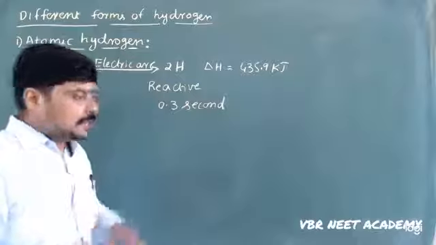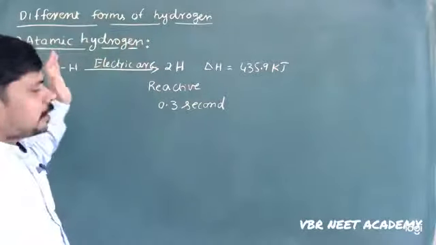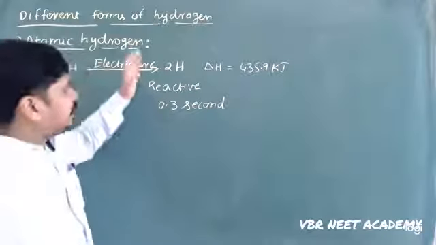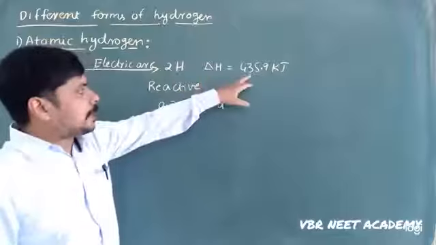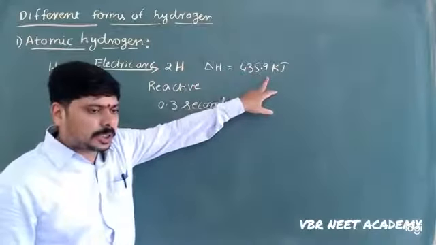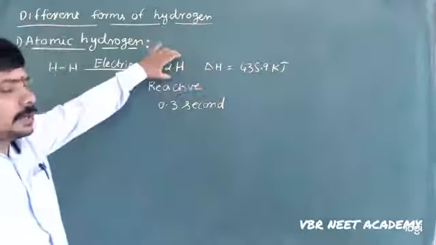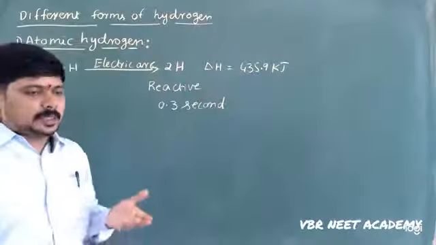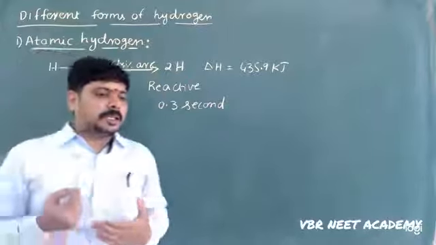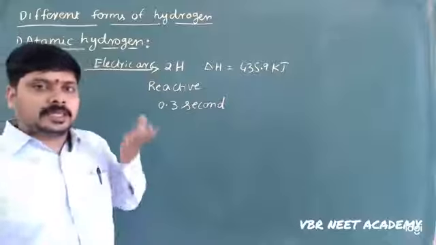Understand what I said? Atomic hydrogen is formed by the breaking of the H2 molecule, giving two atomic hydrogens by the supply of 435.9 kilojoules of energy. And the formed hydrogen is highly reactive because it is excited. 435.9 kilojoules of energy we have given, so obviously it is going to get excited, isn't it?